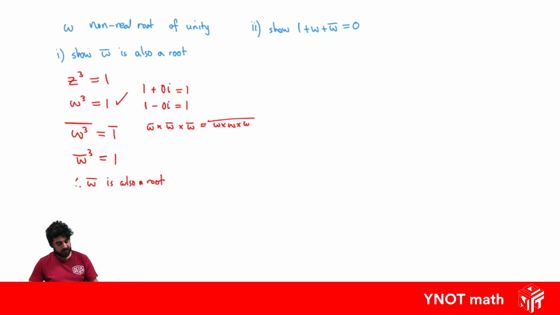Just to help us visualize things a bit better, let's rewrite our z cubed equals 1 equation in terms of a polynomial looking equation. So we could rewrite this as z cubed plus 0z squared plus 0z minus 1 equals 0. So this is just the sum of the roots, because they're all three of the roots. So we know the sum of the roots, 1 plus w plus the conjugate of w equals minus b over a, so we're going to get minus 0 over 1, which is 0.